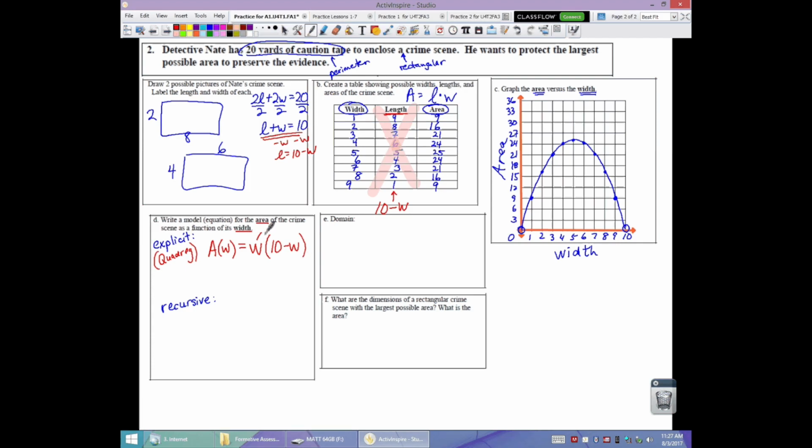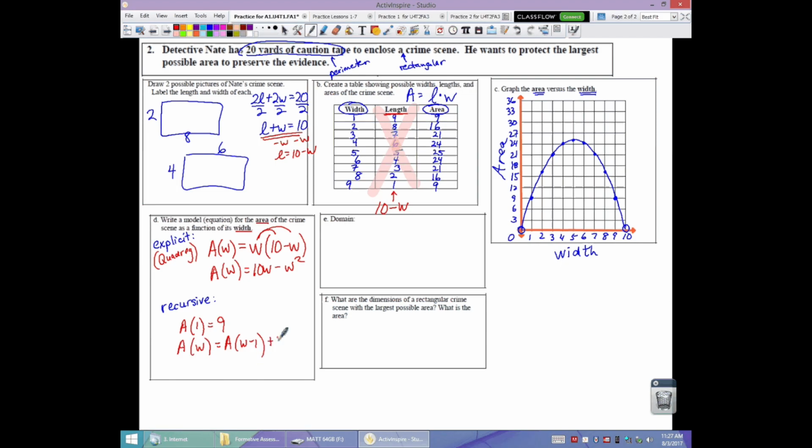If you distributed that, A of W would equal 10W minus W squared. That's a good answer. If you used your calculator and you wrote y equals negative x squared plus 10x, that's a good answer. Now for recursive, I would want to start with, say, A of 1 equals 9, and then say to get A of W, I would do A of W minus 1 plus.